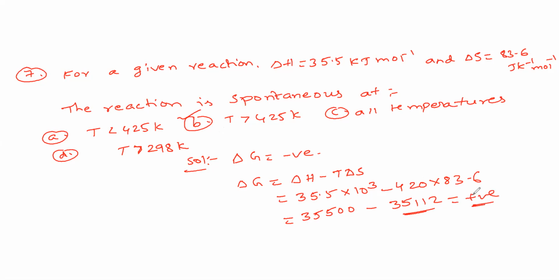Positive means delta G is what? If delta G is positive, it is non-spontaneous. But they're asking for the spontaneous condition. So T should be greater than 425 kelvins.